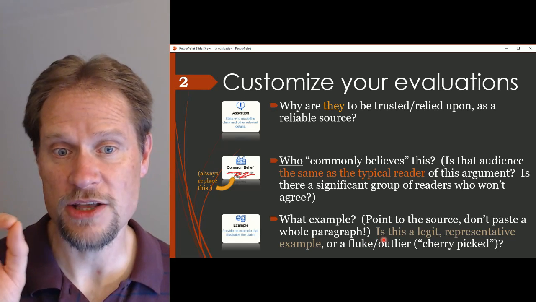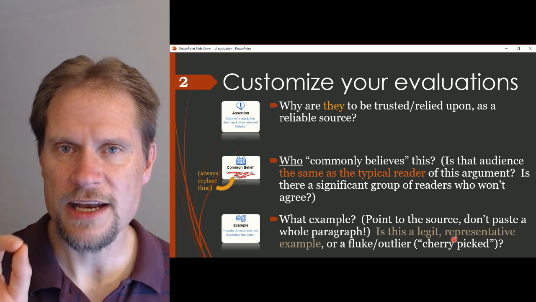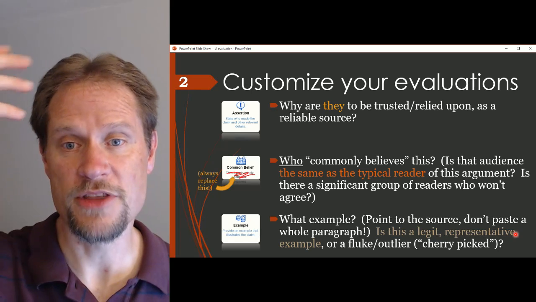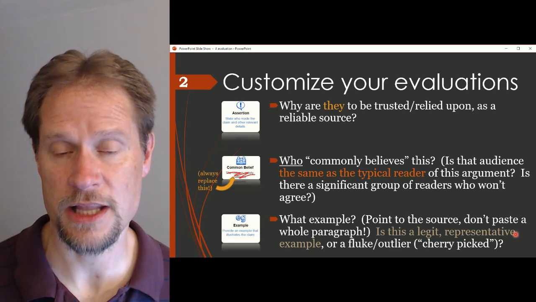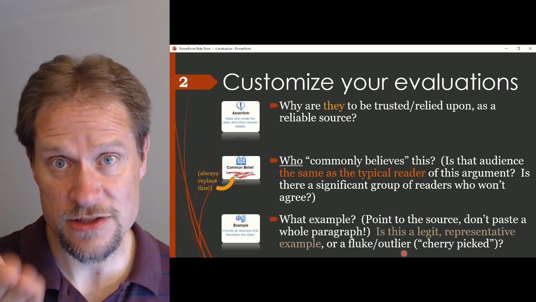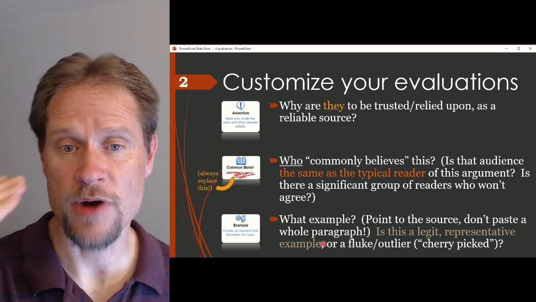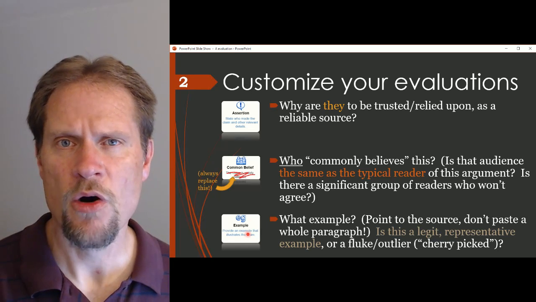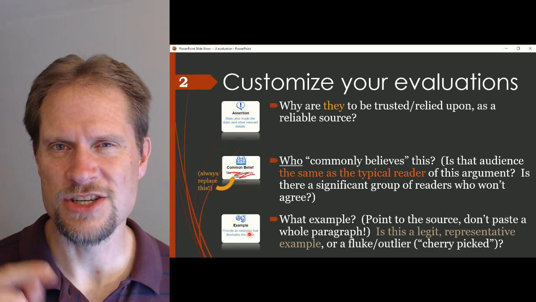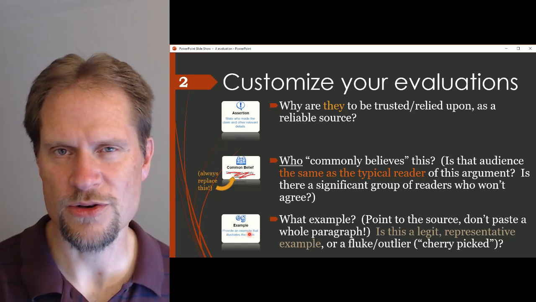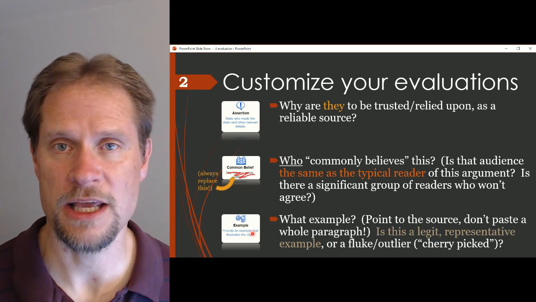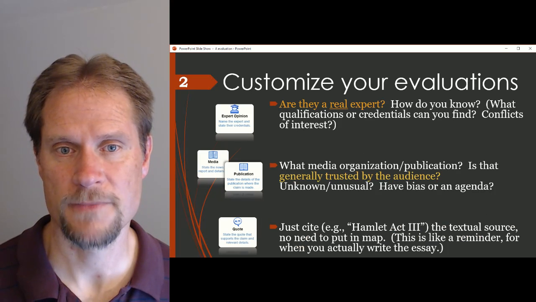But the important question that you have to answer is, look, is that example actually a good representative example of the general thing that the claim makes, or is it a fluke or an outlier? And that's your judgment. Is this a representative example that they pointed to, or is it some really weird special case? And so it's not a good and reliable source as backup for that claim in the green box. All right.